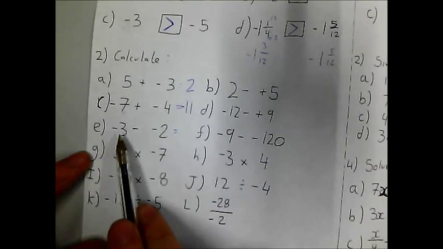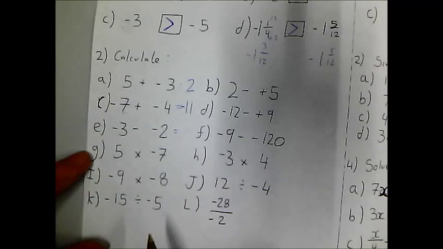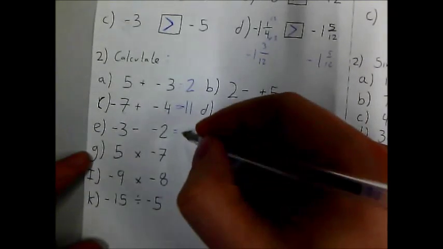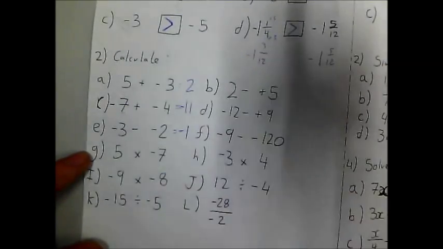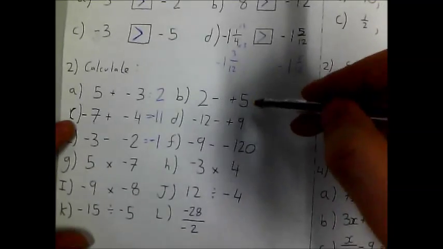Okay, here, -3 take away -2. If I subtract negative numbers, my number will go up. So -3 goes up by 2, will end up at -3, -2, -1. Okay, I just realised I've missed out B, D and F.